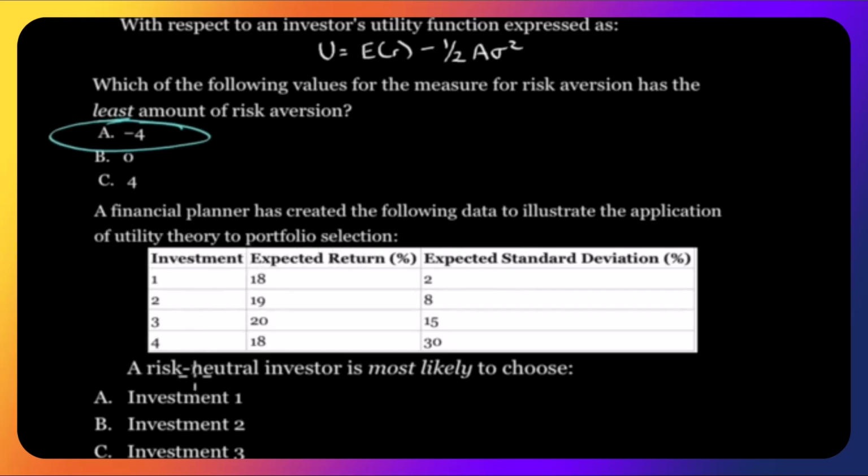A financial planner has created the following data to illustrate the application of utility theory to portfolio selection. A risk-neutral investor is most likely to choose. Remember now, if we're risk-neutral, we simply maximize return. We're most likely to choose the highest return, 20%. That's investment 3.